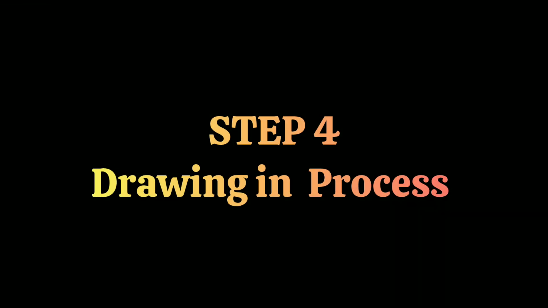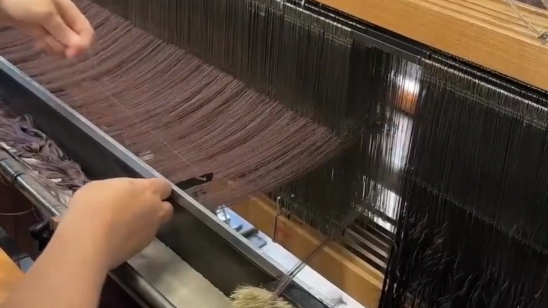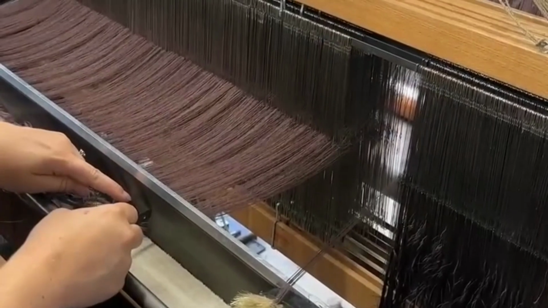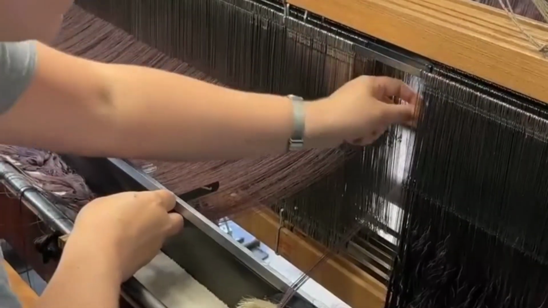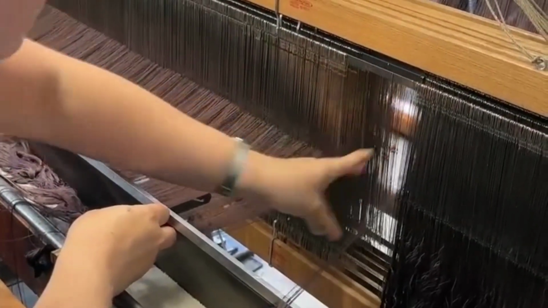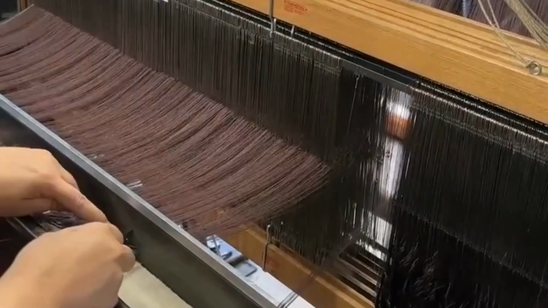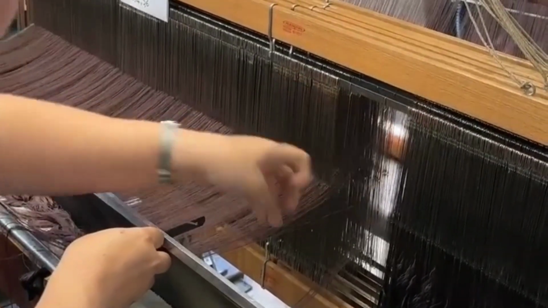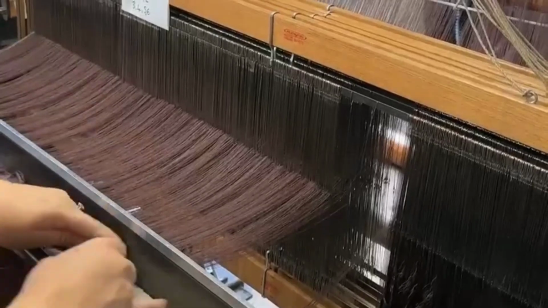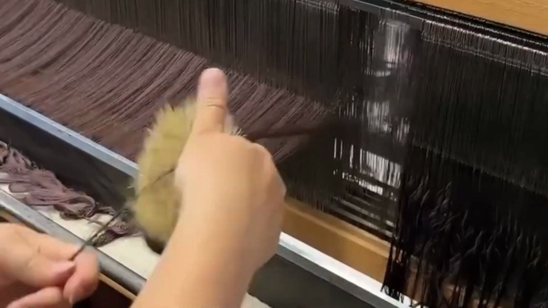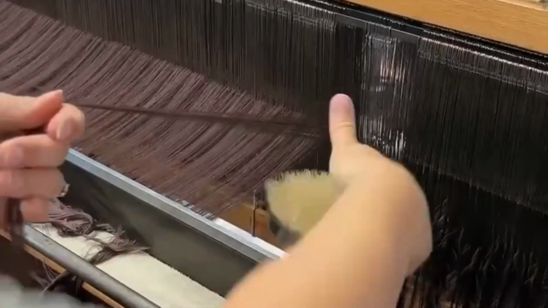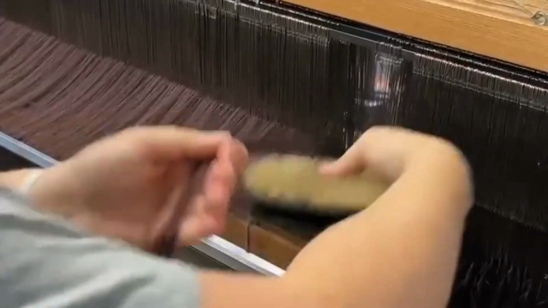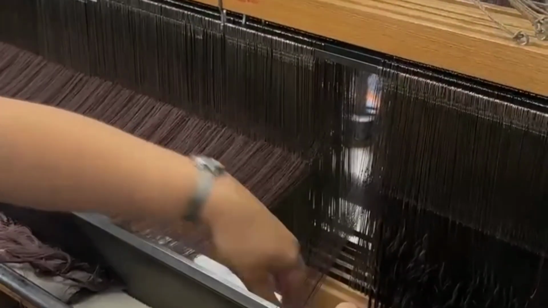Step 4. Drawing in process. Drawing in process in weaving is the crucial step of threading individual warp yarns from the weaver's beam through the drop wires, heddles, and reed of the loom in a precise sequence to create a new fabric pattern. This threading is done either manually by workers with hooks or automatically by specialized machines, preparing the loom for a new style or pattern.